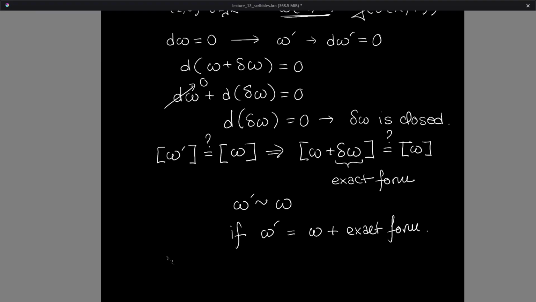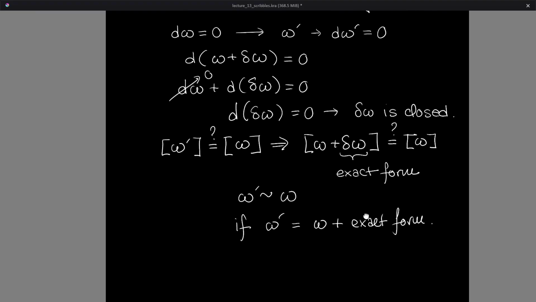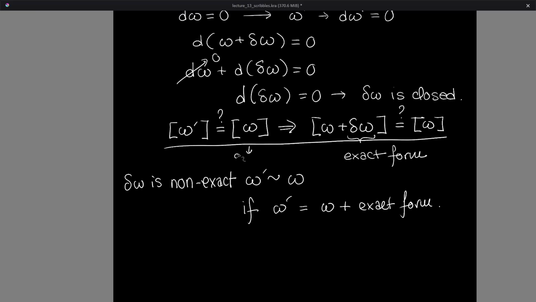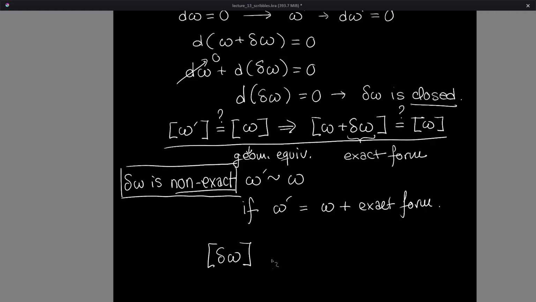That's the thing. So delta omega, where do I write this? Delta omega is non-exact. It has to be non-exact for it to be not equivalent, right? That's what we said. Otherwise this means that they're geometrically equivalent. So we then conclude that delta omega is non-exact, but if it's closed and it's non-exact, then it means that delta omega, or at least the cohomology class that includes it, must be an element of H11 partial.